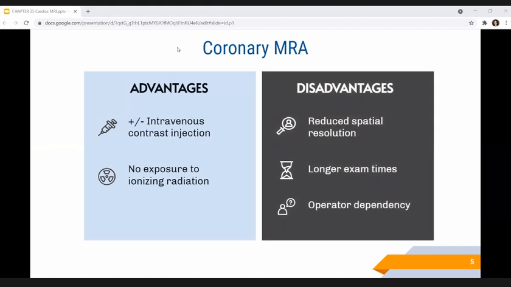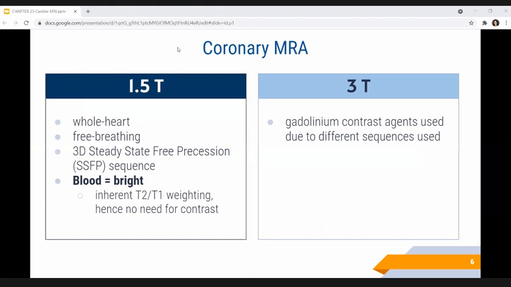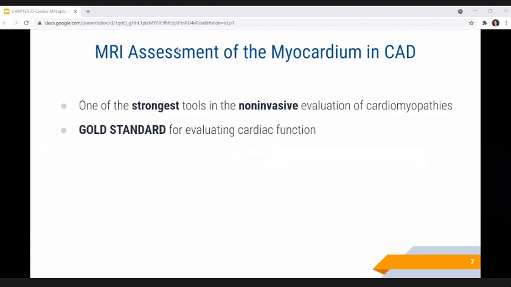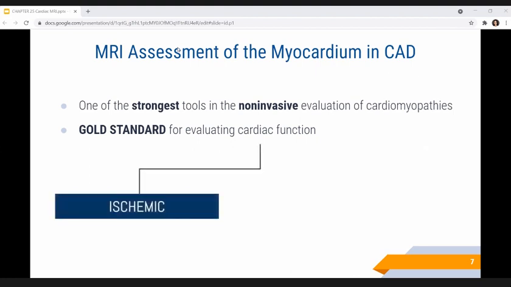However, compared to CTA, limitations include reduced spatial resolution, longer exam times, and operator dependency. At 1.5T, blood appears bright on steady-state free precession sequences, or SSFP, due to its inherent T2/T1 weighting. Hence, there's no need for contrast. But for 3T, gadolinium contrast is used. So for the assessment of the myocardium, MRI is considered the gold standard for evaluating cardiac function, differentiating between the non-ischemic and the ischemic etiologies. But for this session, we shall focus on the ischemic etiologies.